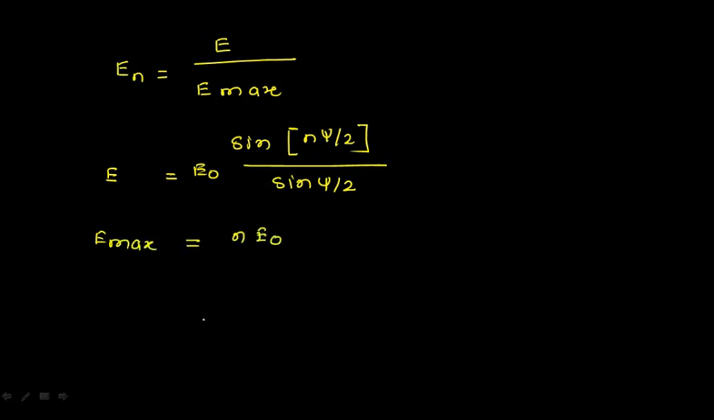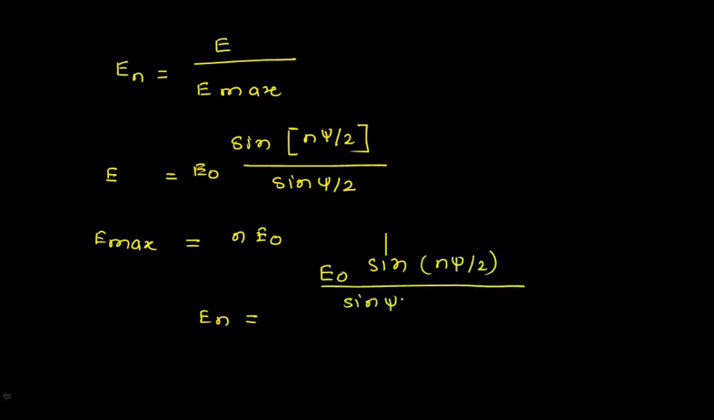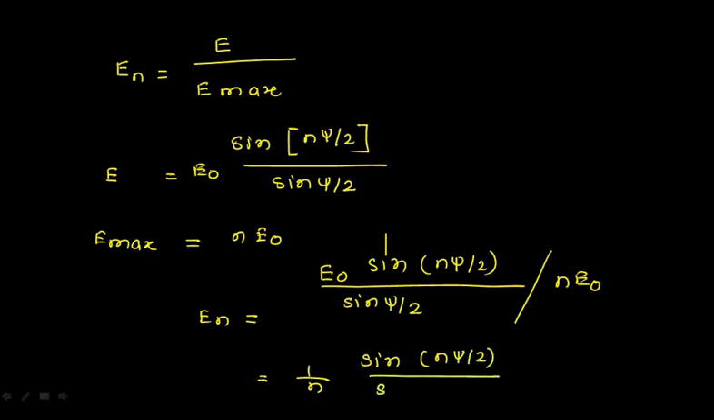So if you put these values in the normalized field, I'll just put E0 sine of n psi by 2 divided by sine of psi by 2, divided by n E0. So this will be my normalized electric field intensity because of the n element array. E0 will get cancelled, okay? Only 1 by n will be left. So 1 by n sine of n psi by 2 divided by sine of psi by 2. This is the new equation which I have got for the normalized field.